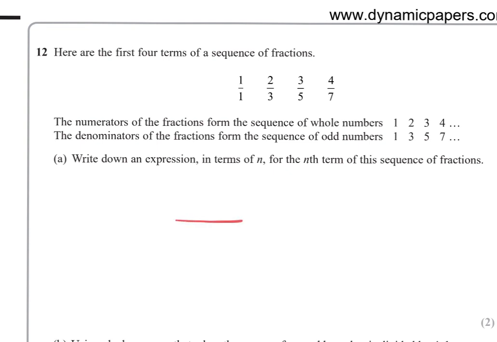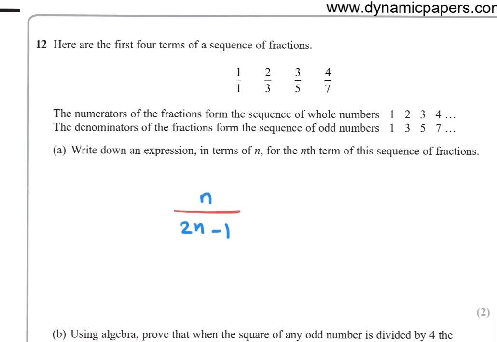If we consider the numerator 1, 2, 3, 4, each time we add 1, so 1n. If you go back one step, you get 0, so 1n plus 0, which is n. So for the numerator, the nth term is n. For the denominator, 1, 3, 5, 7, each time we add 2, so 2n. 2n plus what or minus what? Go one step back, you get negative 1, because 7, 5, 3, 1, then negative 1, because you subtract 2 if you go back. So 2n minus 1. So this is the nth term for this sequence.